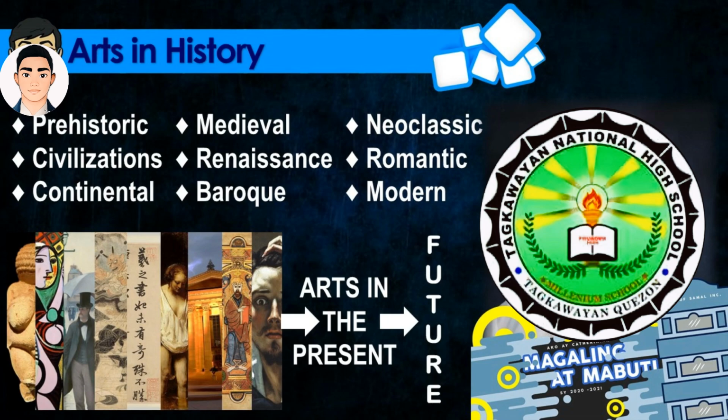Pagdating naman ninyo ng grade 9, you encountered the terms medieval, renaissance, and baroque art. And of course, come grade 10, you learned so much about neoclassic, romantic, and the last is modern art. Kaya naman, ang akala natin, modern art is the arts that we have right now. Mamaya itatakin natin ano ba ang difference between modern art and the arts that we have right now. Okay? But now, look at the diagram on the next slide.